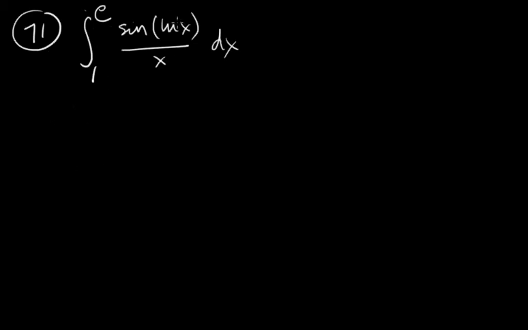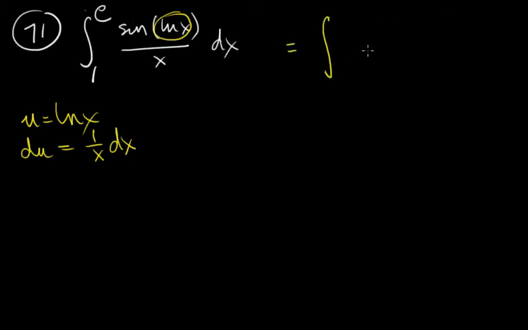In problem 71, again, we're going to pick the inside function and let it be u equals natural log x. Du then would be 1 over x dx, and this just fits perfectly. This might take you an extra step to get here, but it's the sine of u times 1 over x dx du. So this is going to be minus the cosine of u, but we're not going to evaluate it between e and 1. We have to change our limits of integration.